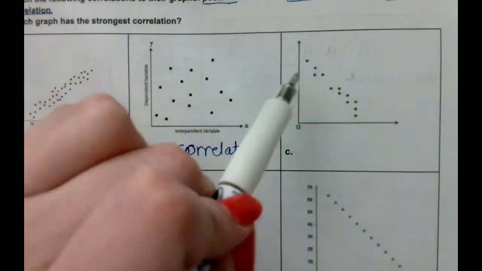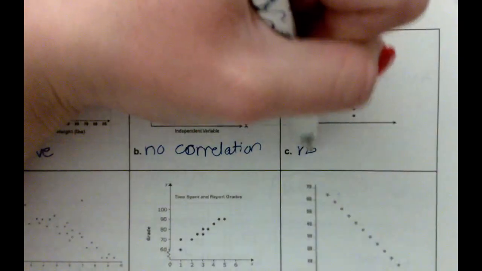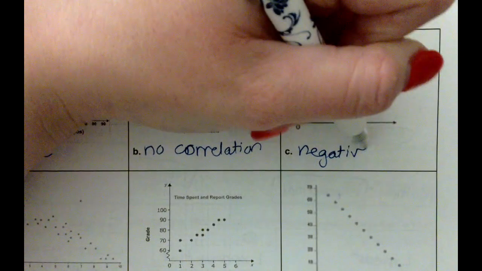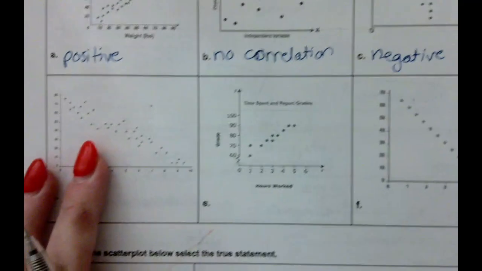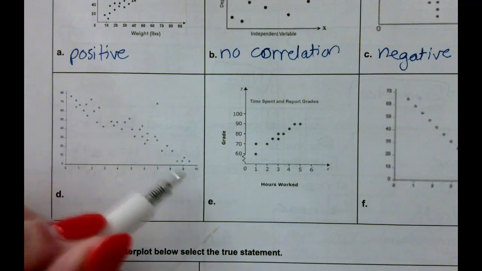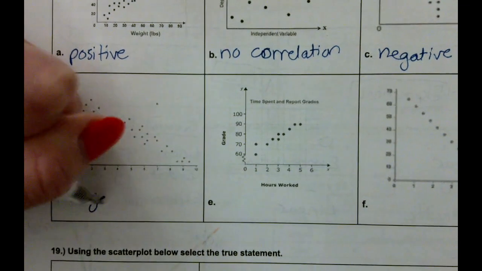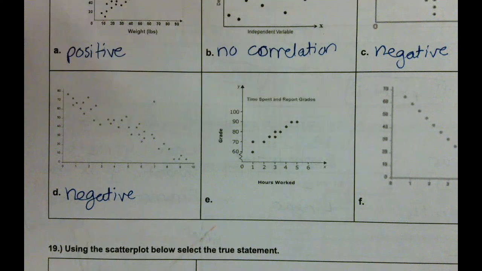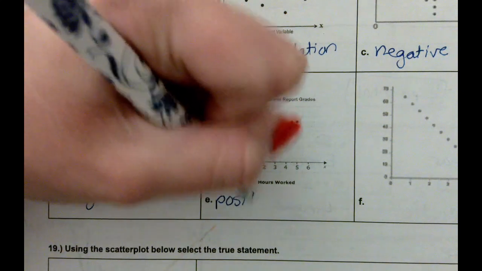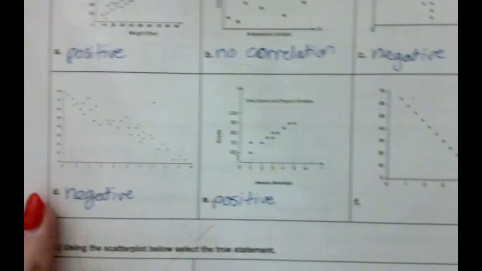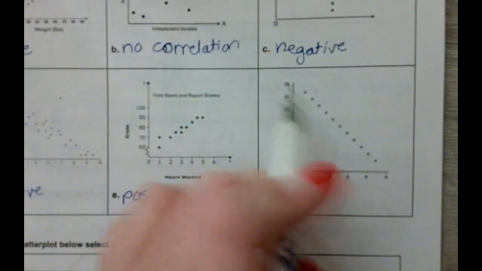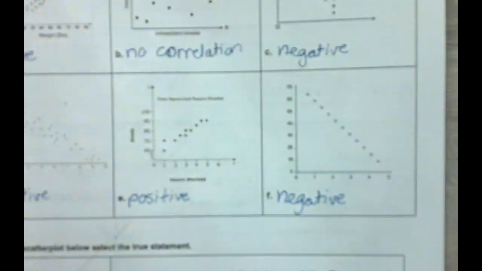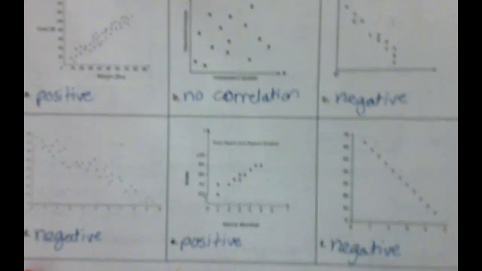C, it's going downward very nicely. This is negative. D, it's going down nicely. This is also negative. Okay. E, it's going up nicely. This is positive. And F, this is going down nicely. This is negative. So we've labeled all of the correlations.